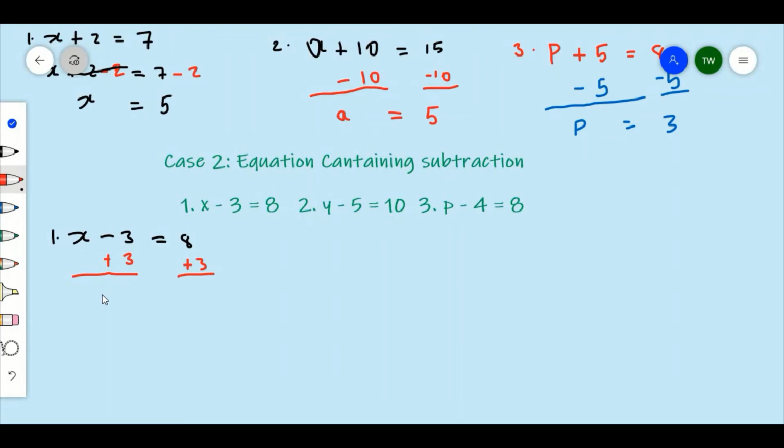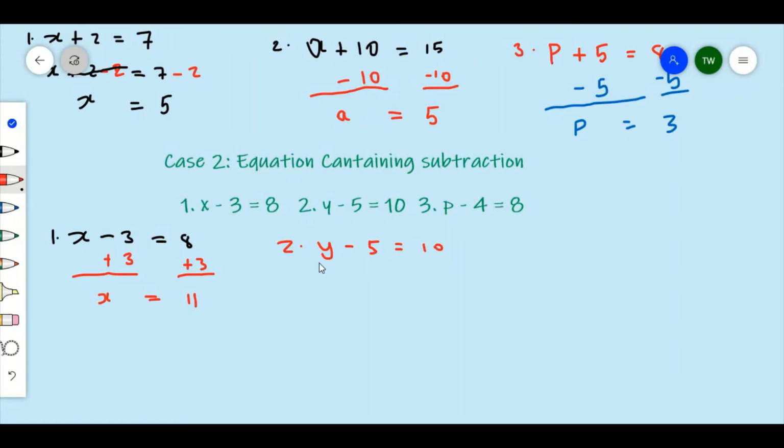So what we're left with is just X is equal to 8 plus 3, that's going to give us 11. We can test our answer. If we put 11 here, replace X with 11, 11 minus 3, that's going to give us 8. So that's correct. Now to number 2, we have Y minus 5 is equal to 10. Right?